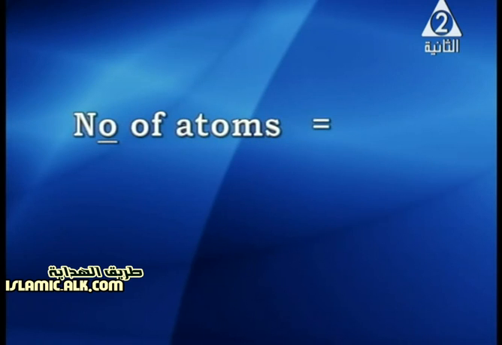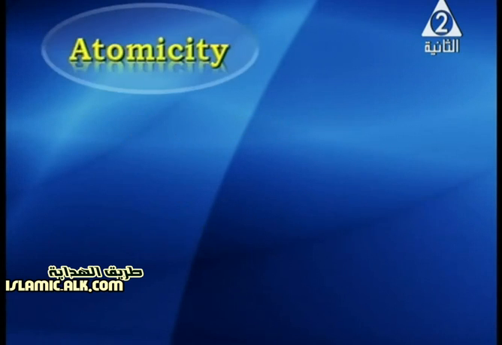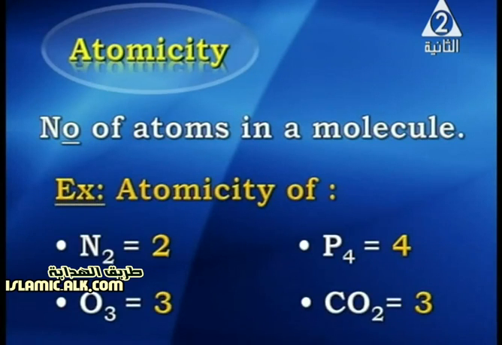To get the number of atoms, we have to multiply the number of molecules times the atomicity. Here the atomicity means the number of atoms in the molecule. So the atomicity of the nitrogen molecule N2 equals 2, ozone O3 equals 3, phosphorus in vapor state P4 equals 4, and carbon dioxide equals 3 atoms.